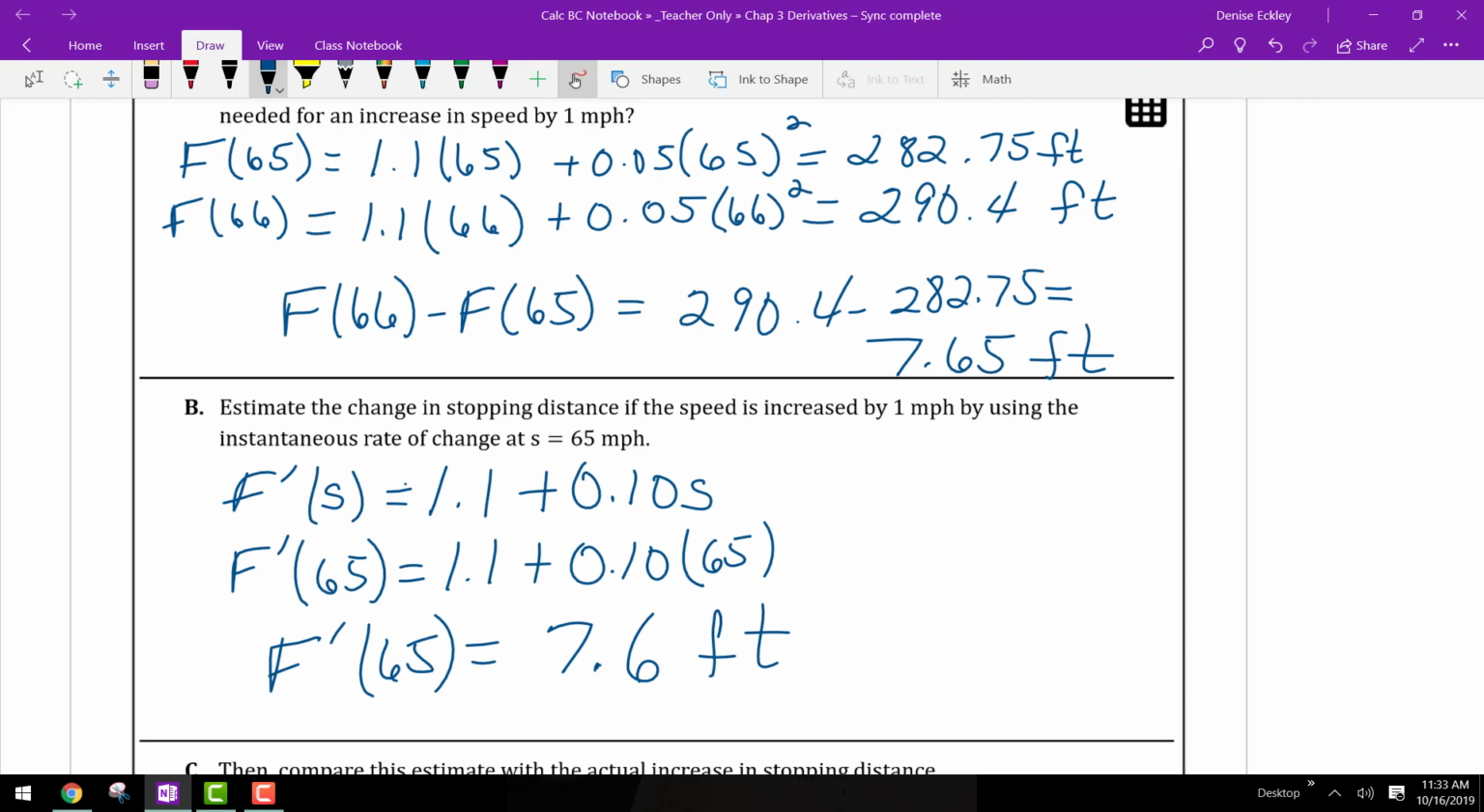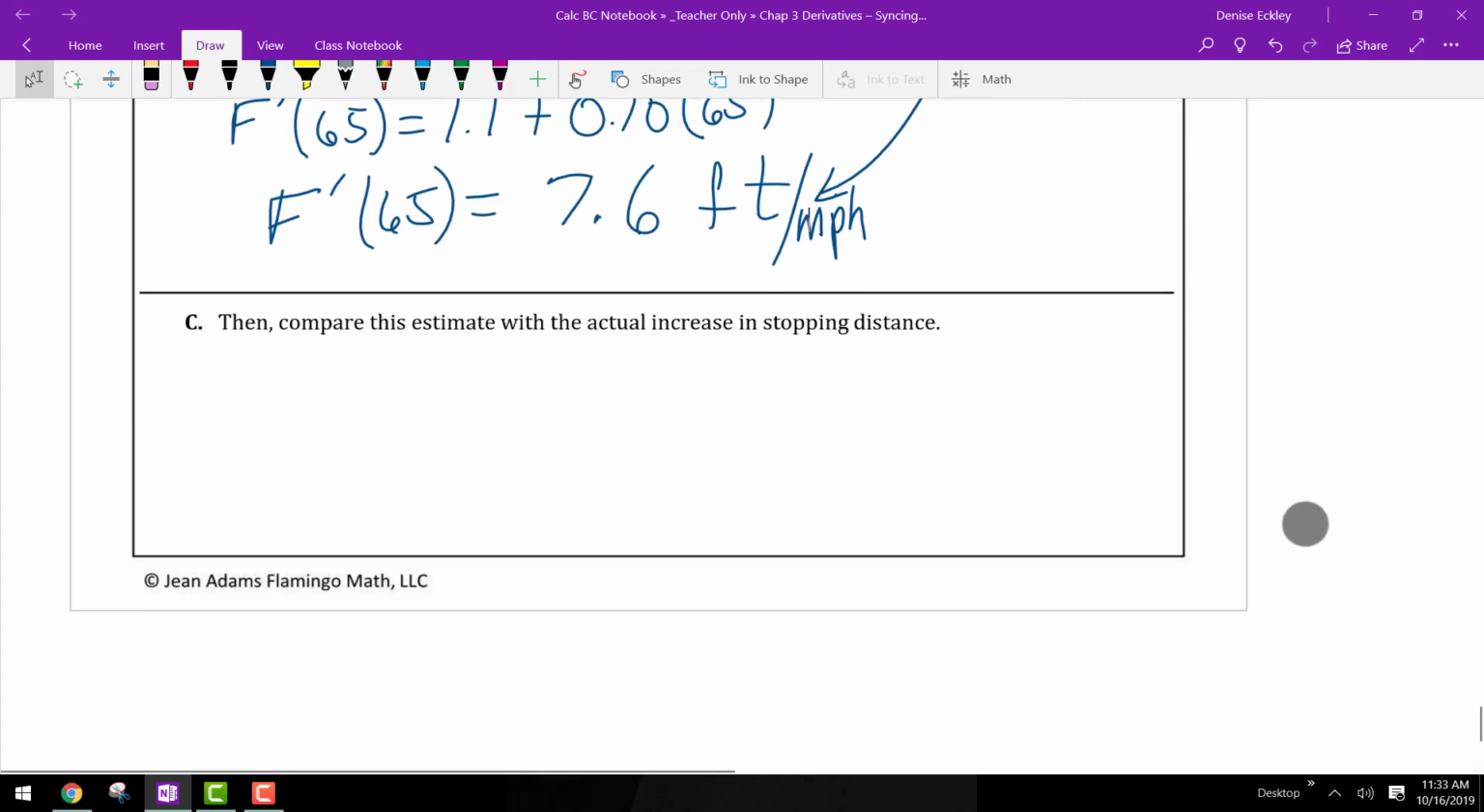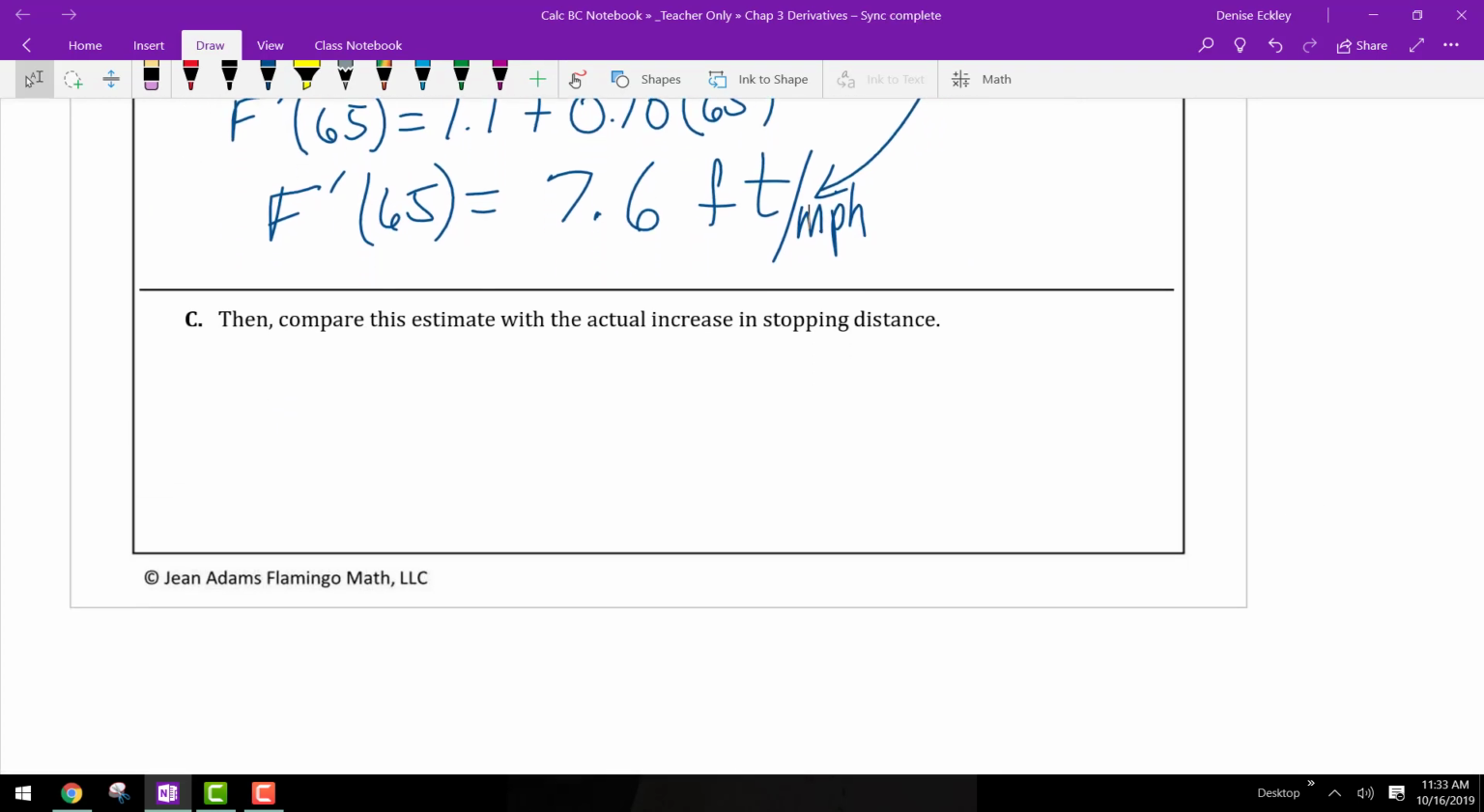Let me get my units right. I'm so sorry. Feet per mile per hour. So these two are very, very close. So you can see that 1 unit of change is a useful concept, especially if you have a function and it's difficult to take the derivative.